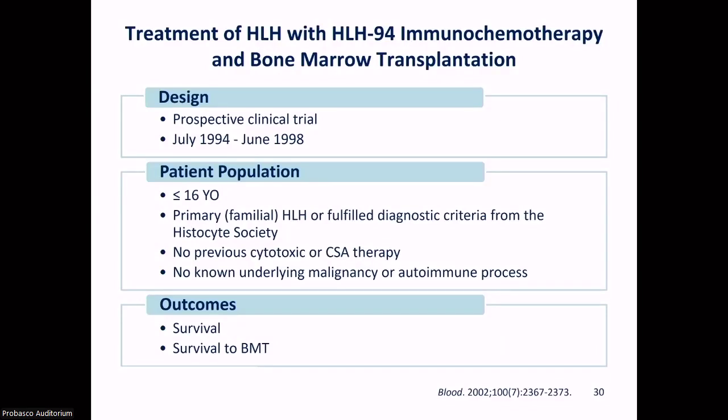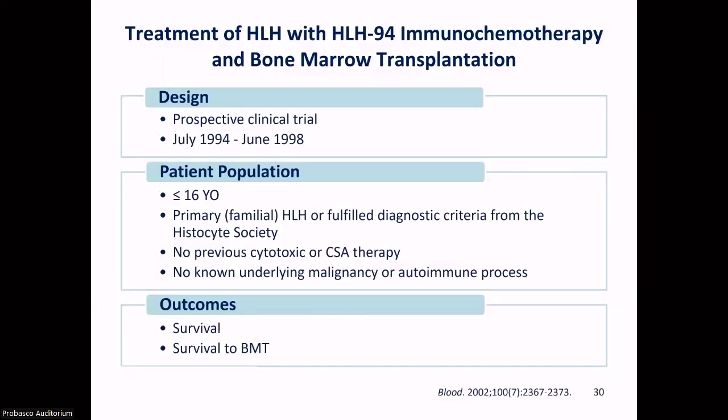This was a prospective clinical trial conducted from 1994 to 1998. This was a pediatric trial that included both primary or familial HLH, or any patient that fulfilled the diagnostic criteria from the Histiocyte Society. So the HLH 2004 criteria wasn't around yet, so I'll show it for completeness' sake, but it's overall very similar to what we've already talked about. They excluded patients if they had any previous cytotoxic or cyclosporin therapy, and additionally excluded patients if they had any known underlying malignancy or autoimmune processes.